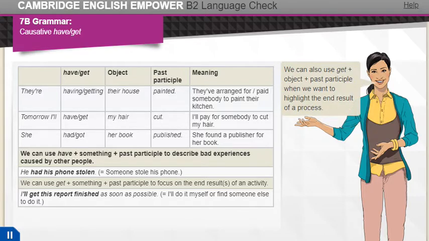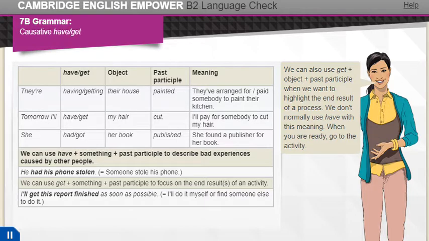We can also use get plus object plus past participle when we want to highlight the end result of a process. We don't normally use have with this meaning.